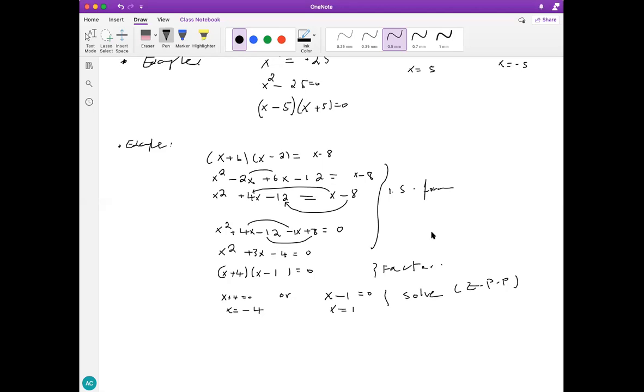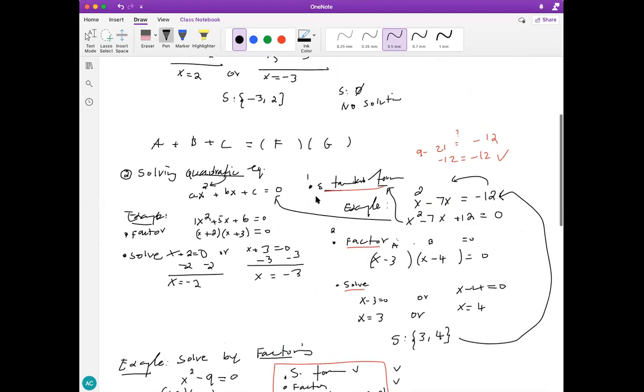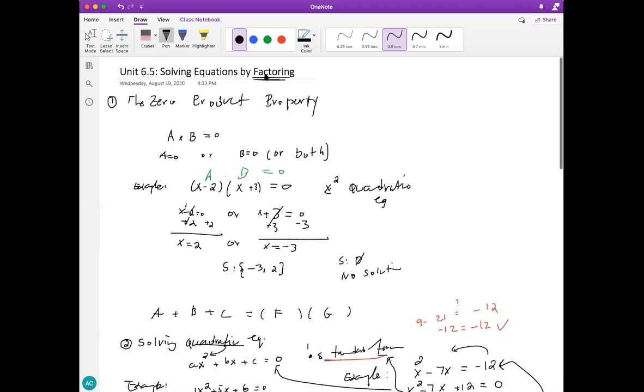Okay, so that's basically how you solve quadratic equations using factoring. Again, the keyword here is factoring. We're going to learn other methods of solving equations. There are at least 3 more. We're going to do them in another class.